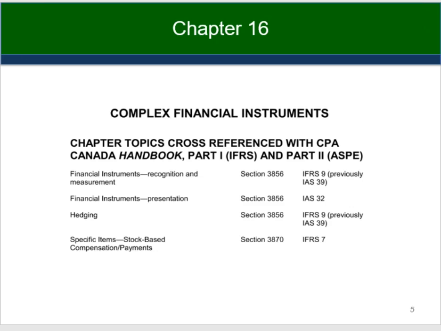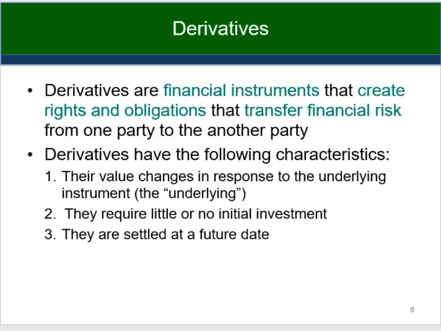So the relevant IFRS and ASPE sections are listed below here. Financial instruments, recognition and measurement is in section 3856 of ASPE, and financial instruments presentation and hedging are both considered there. And stock-based compensation or payments is considered in section 3870 in ASPE. IFRS 9 covers recognition and measurement of financial instruments. IAS 32 considers their presentation. IFRS 9 also covers hedging, and IFRS 7 talks about stock-based compensation payments. So if you need to look them up, that's where you would find them.